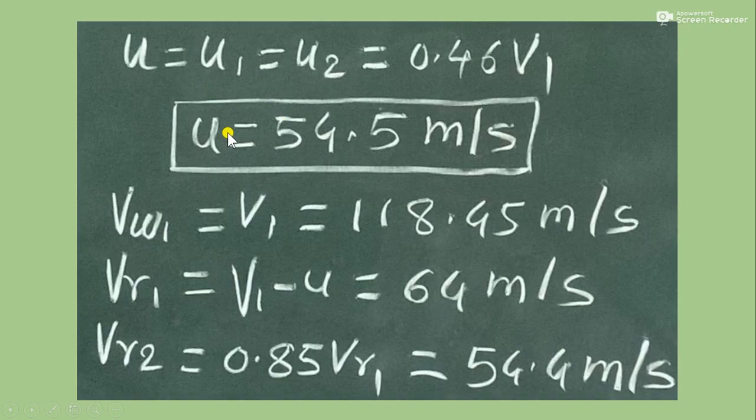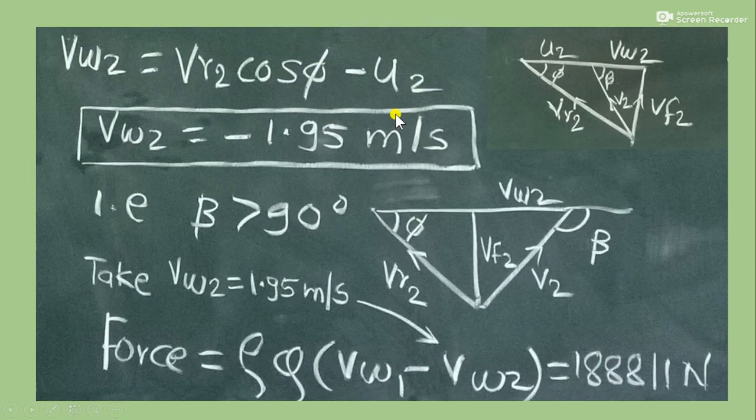Now we have to calculate the whirl component. As per the concept of the Pelton wheel, whirl component Vw1 is equal to V1, Vr1 is equal to V1 minus U, that we get by the calculation, and Vr2 is 0.85 times Vr1. So by this formula we can calculate Vr2 also. Here U is equal to 0.46 times V1, so U also you can calculate.